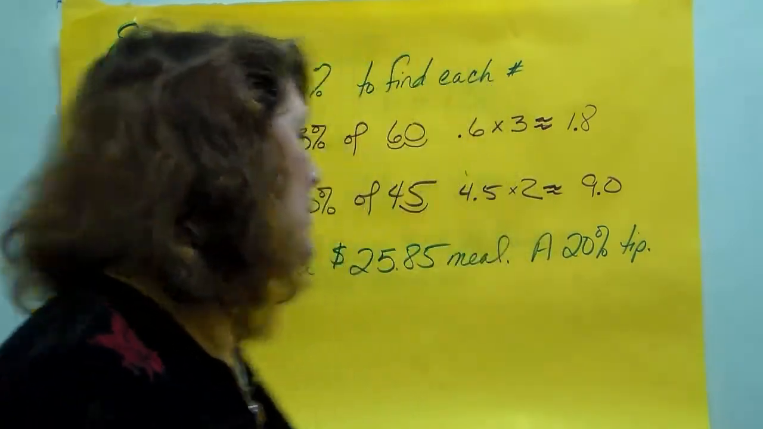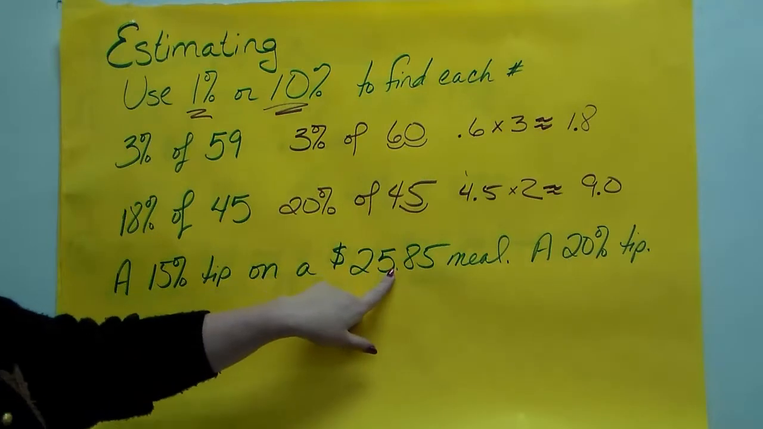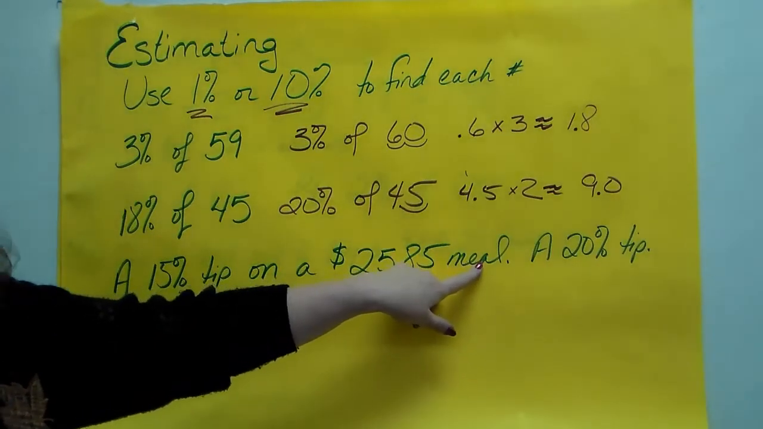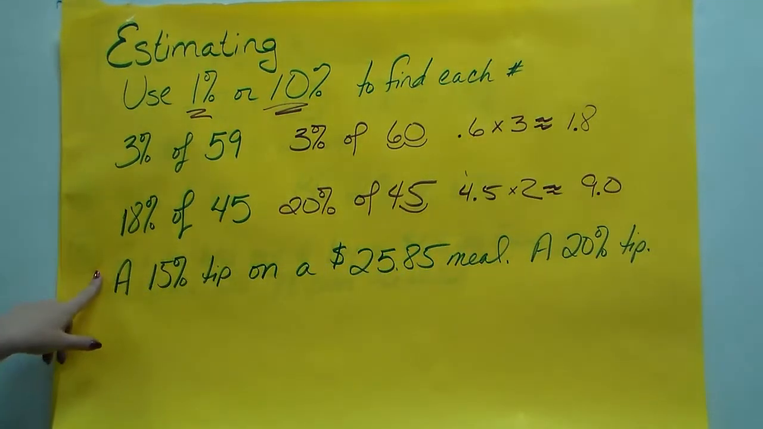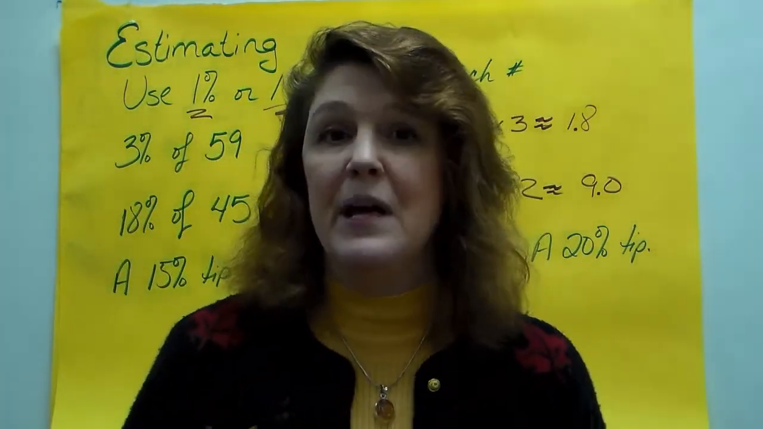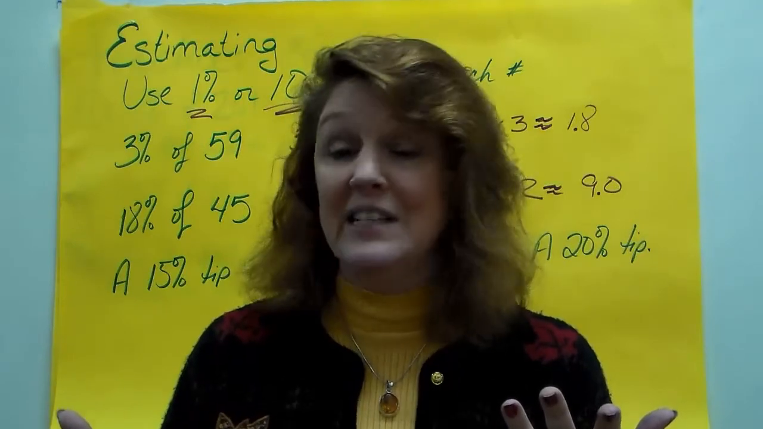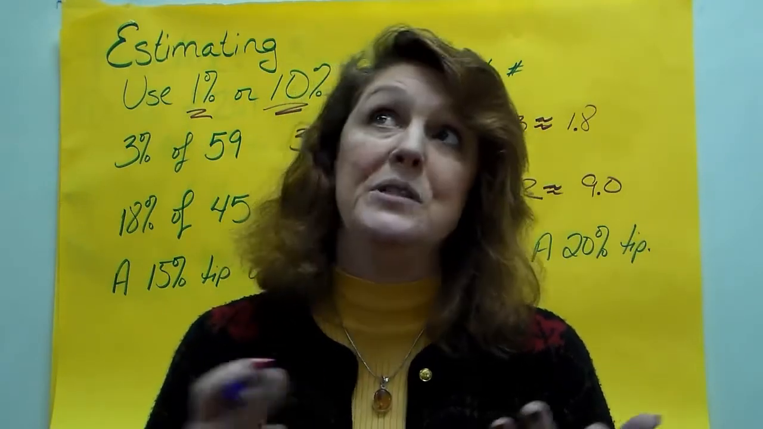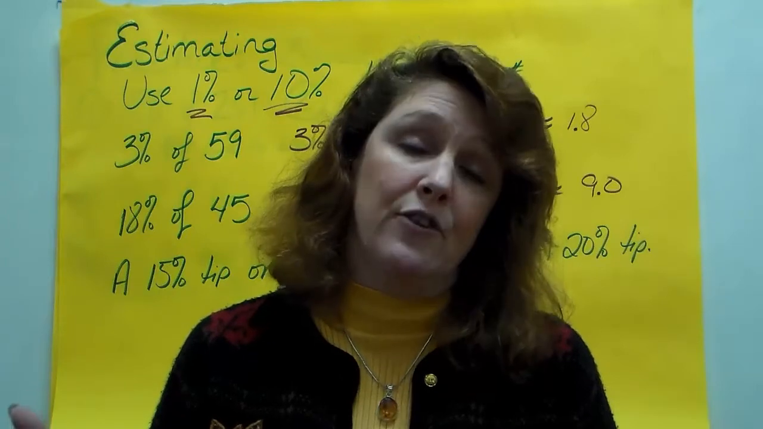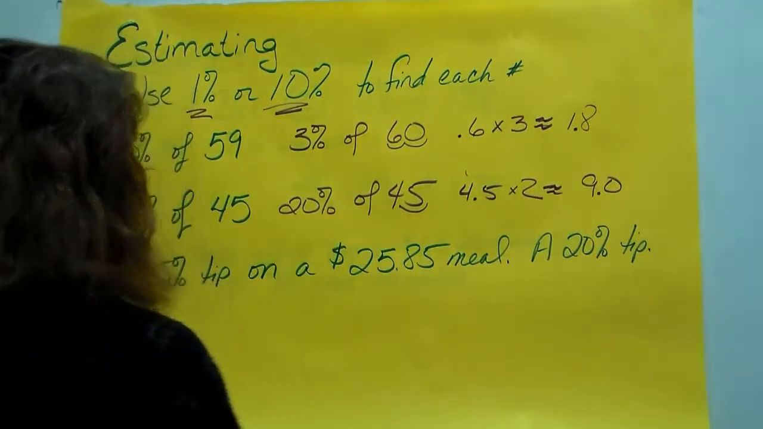Let's try it with a word problem. A 15% tip on a $25.85 meal. How much am I going to leave if I'm leaving a 15% tip? Well, a 15% tip is a 10% tip plus 5 more, and 5% is half of 10. So it's a little more complicated. It's actually easier to leave them a bigger tip. But let's do this. All right.